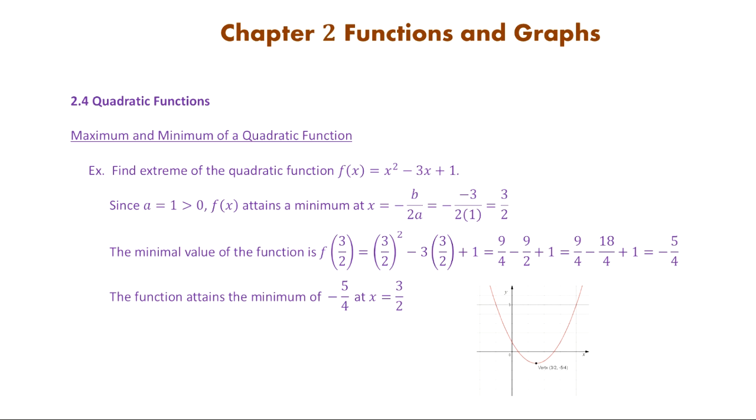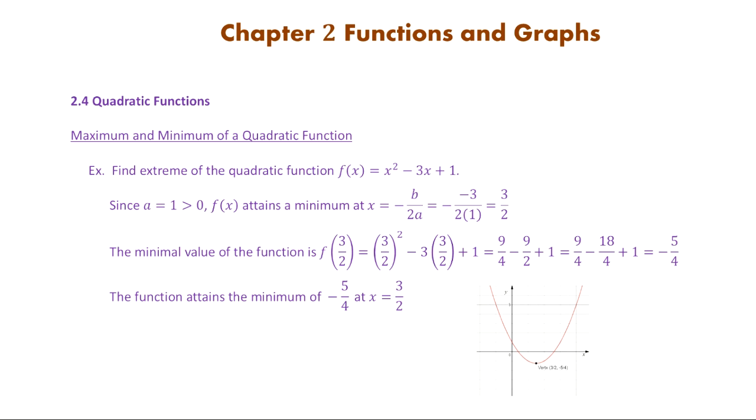And then you just plug in 3 over 2 for x to find the actual minimum value for the function. Okay, so we got 3 over 2 squared minus 3 times 3 over 2 plus 1. And 3 over 2 squared is 9 over 4 again. And 3 times 3 over 2 is 9 over 2. Remember how to multiply fractions. Okay, and then plus 1.